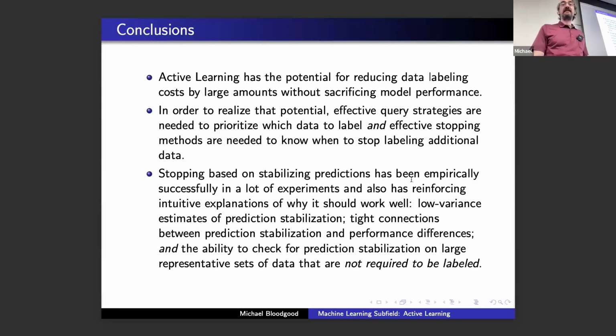Stopping based on stabilizing predictions has been empirically successful in a lot of experiments, and it also has reinforcing intuitive explanations based on math of why it should work well. Just to summarize what those were, we can have a low variance estimate of prediction stabilization as measured by kappa. We have tight connections between the amount of stabilization and the amount of performance differences. So there's a tight linkage of those. That was what the theorems proved. And we have the ability to check for prediction stabilization on large representative sets of data that are not required to be labeled.